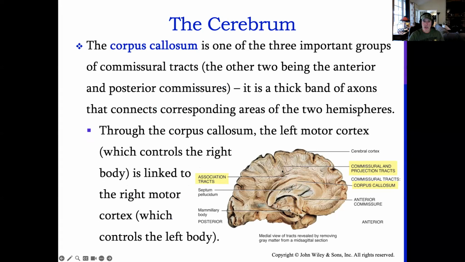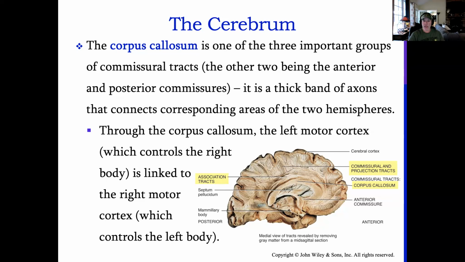Notice these tracks here running from high to low, low to high. Those would be our projection tracks. Notice these tracks here running kind of from front to back. Those would be our association tracks. And then these tracks that we actually have cut in half, these would be commissural tracks. So they're running across from left to right.